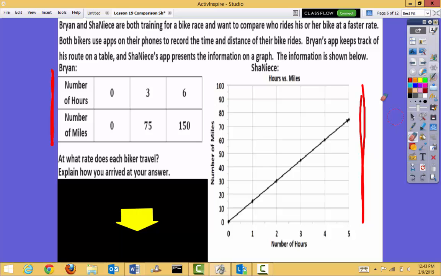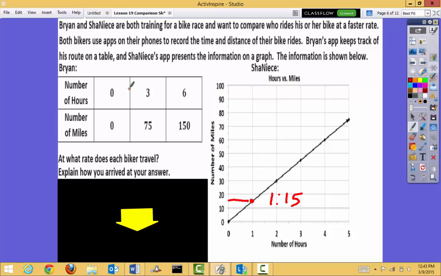So my first question is this: at what rate do each of them travel? So what's their unit rate? How far would they go with a denominator of 1? Well, I can look here and I see this is 1, and I look over and I see it's 15, so that's going to be a ratio of 1 hour to 15 miles.